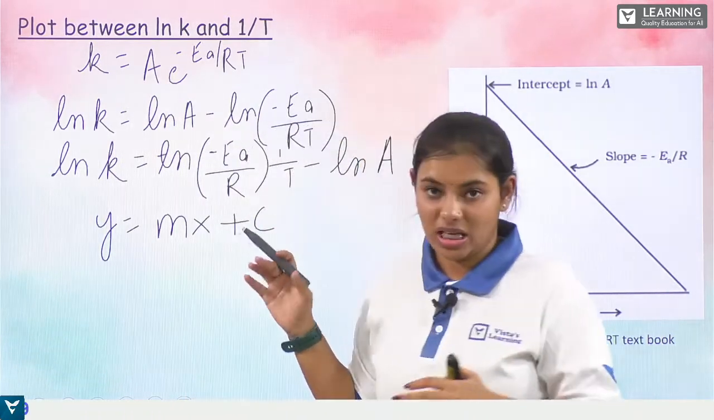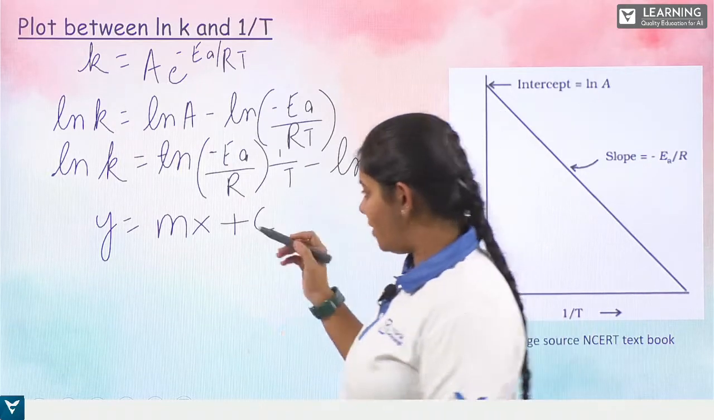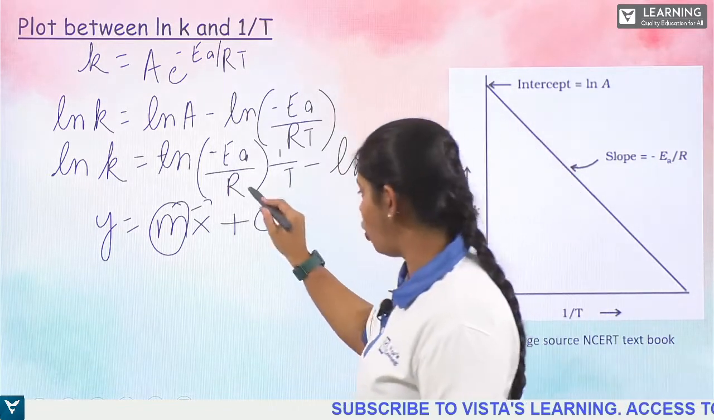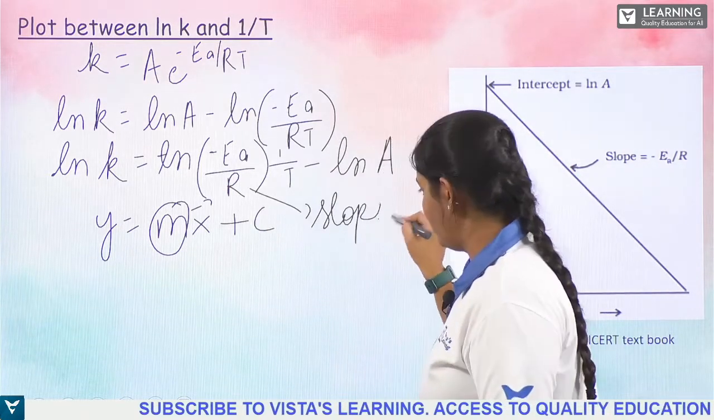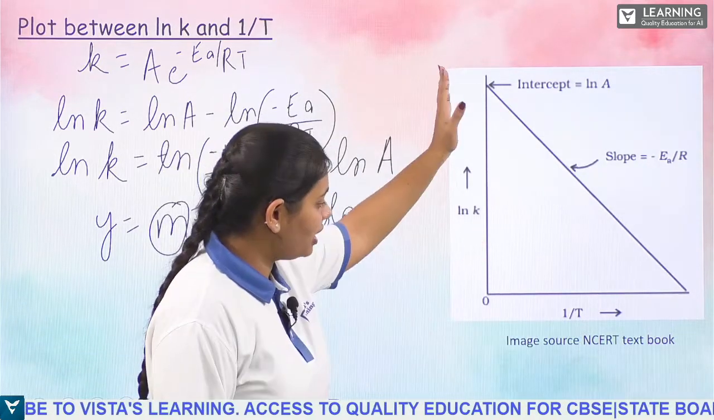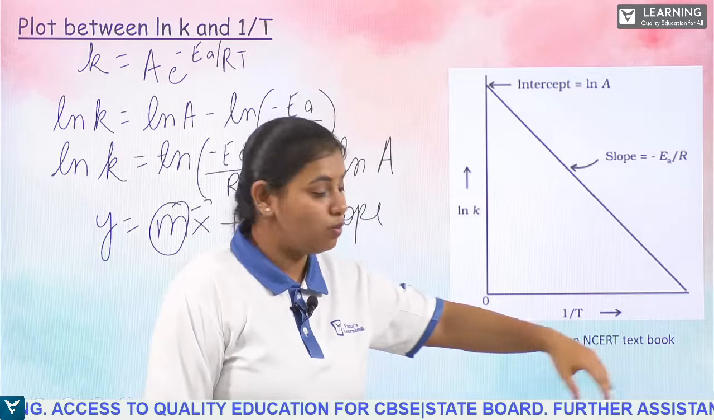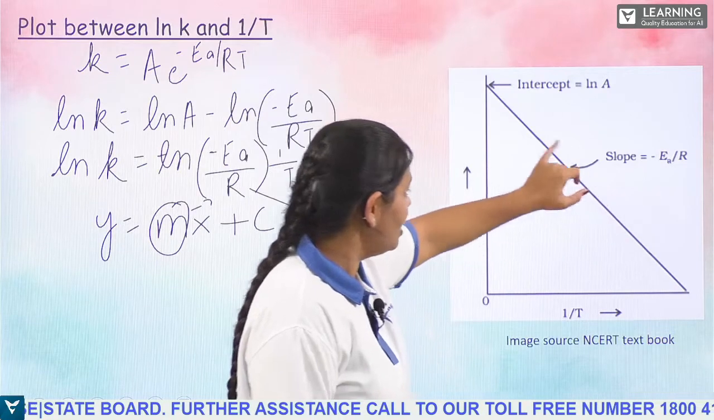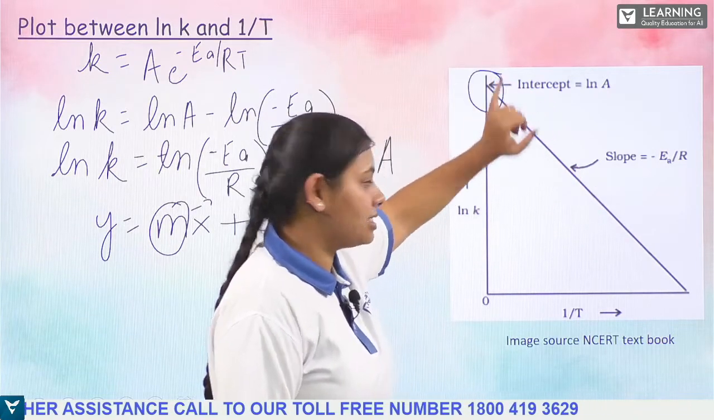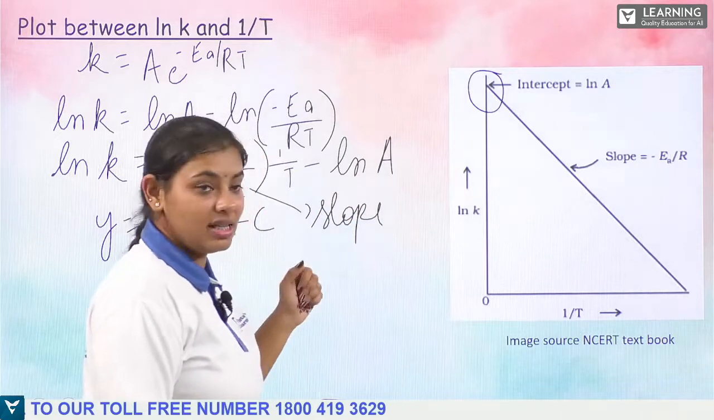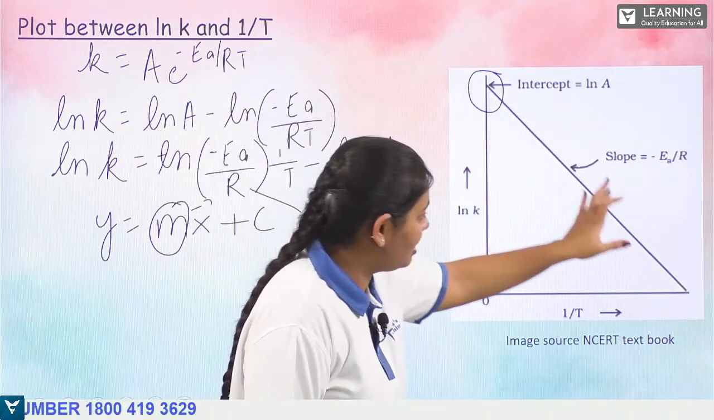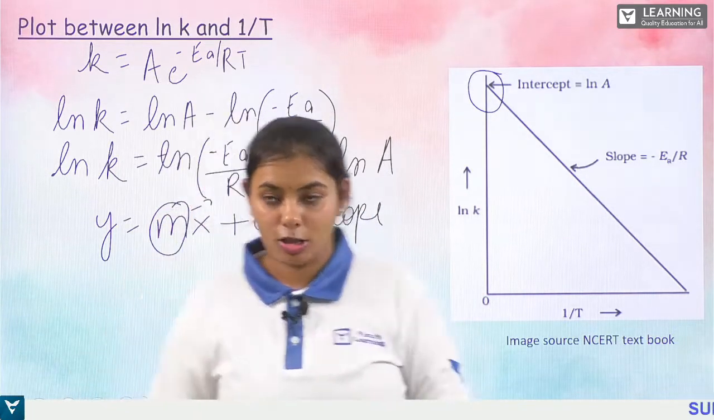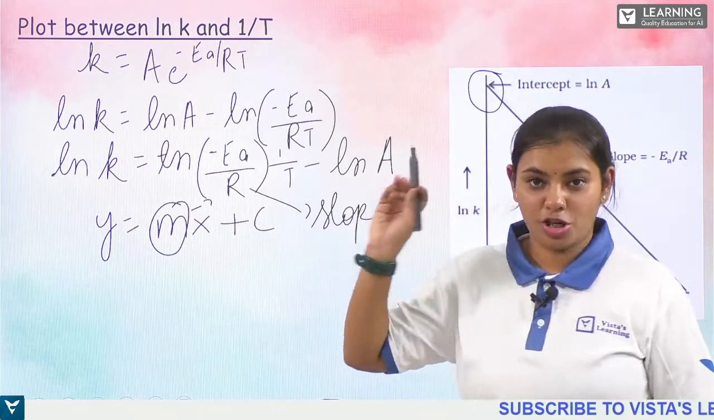So this is basically nothing but y is equal to mx plus c. It is giving this equation where our m is going to be nothing but minus EA by R, which is our slope, as you can see here. So we have 1 by T on the x-axis and ln K on the y-axis. So here this is the slope, fine. And this particular part is our intercept, that is ln A. As you can see here, this is our intercept C. And this entire thing is going to be the slope, and the slope is negative, minus EA by R. This is our slope. We derived it from our expression, that is the Arrhenius equation.